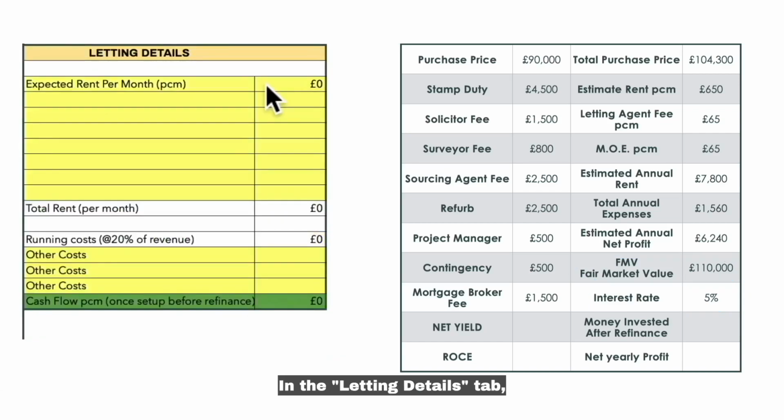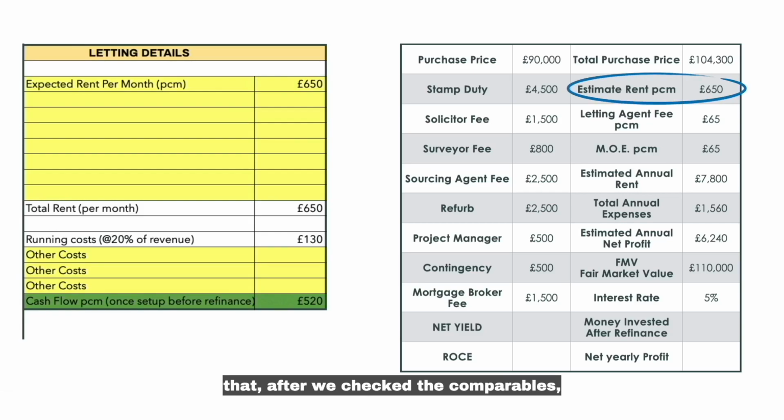In the letting details tab, we type the expected monthly rent, and PCM stands for per calendar month. That after we checked the comparables was £650 per month. And automatically the spreadsheet deducts 20% for the cost, including the letting agent fee and the MO, which is the managing operating expenses.